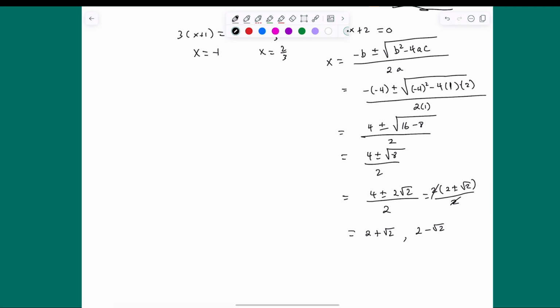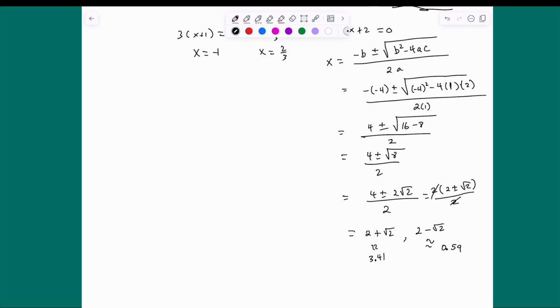Since these are irrational numbers, it's kind of hard to figure out where they would place on the number line. This is approximately, I'm going to take this up to 2 decimal places, about 3.41. So it's about 3.41 to the hundredths place. And then the next one here, 2 minus root 2, that's about, let's see, 0.59.